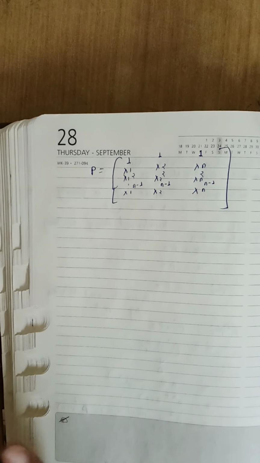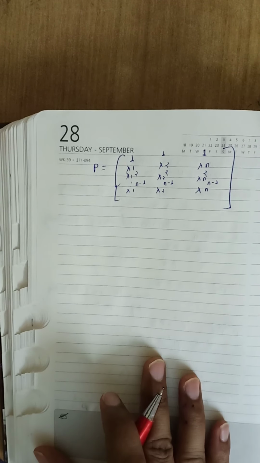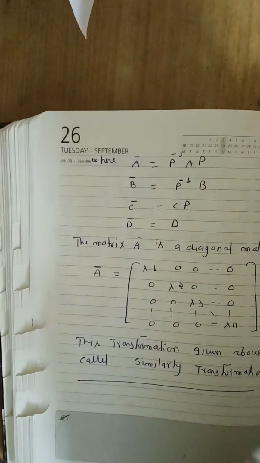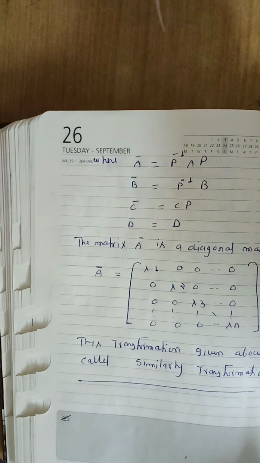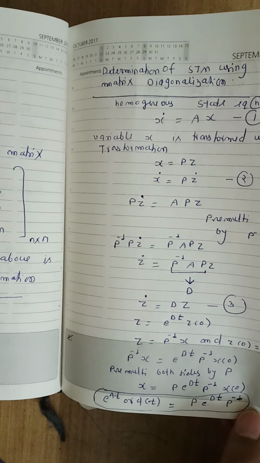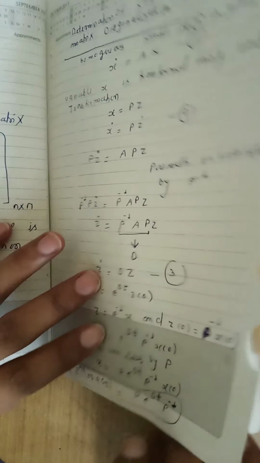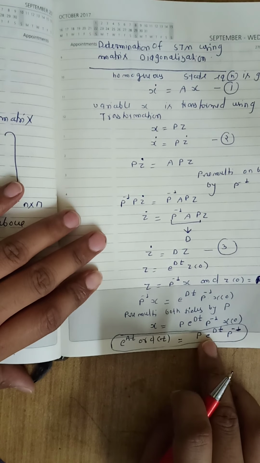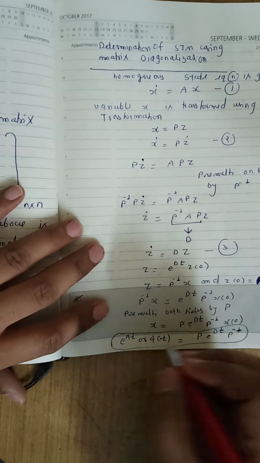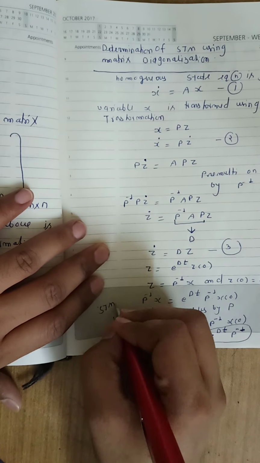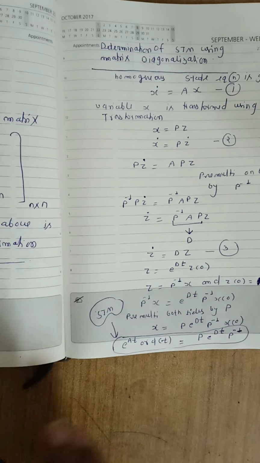So from this method we can calculate state transition matrix using diagonalization with the help of relation P e to the power Dt P inverse. So this will define state transition matrix.